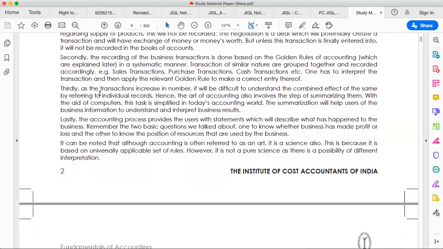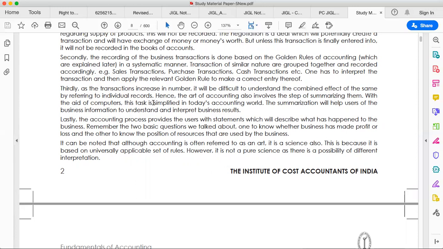And thirdly, they have said, as transactions increase in number, it will be difficult to understand the combined effect of the same by referring to individual records. Hence, the art of accounting also involves the step of summarizing them. Generally, we call this a ledger. First you record journal entries, then we look at the ledger, the ledger balance, the total balance. Like we look into the trial balance and not the individual journal entries. So they are saying summarizing them with the aid of computers.